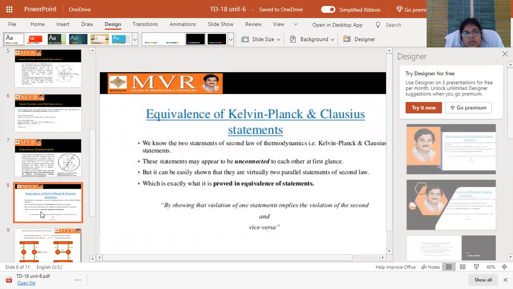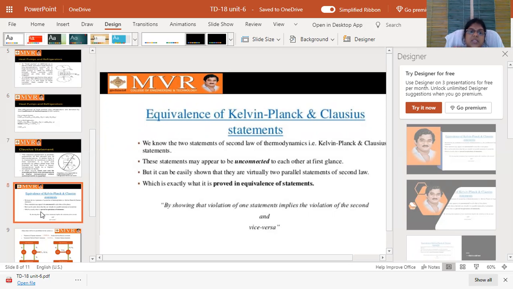Next topic is the equivalence of the Kelvin-Planck and Clausius statements. We know the two statements of the second law of thermodynamics, the Kelvin-Planck and Clausius statements. They may appear to be unconnected at first glance, but it can easily be shown that they are virtually two parallel statements of the second law, which is exactly what is proved in the equivalence of statements, by showing that violation of one statement implies the violation of the second.